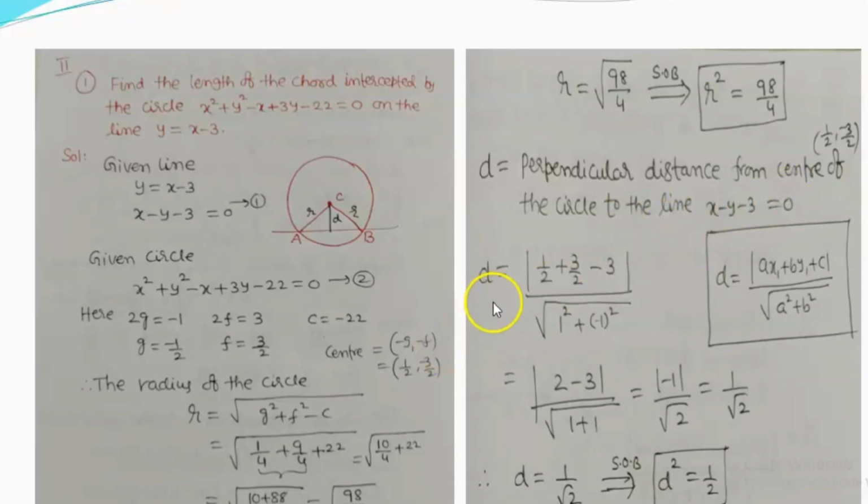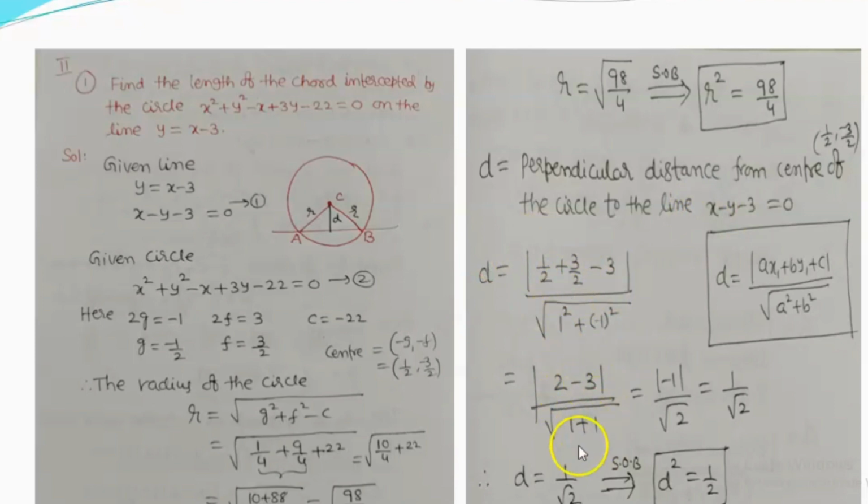So d equal to, we know the formula, mod of ax1 plus by1 plus c by root of a square plus b square. So in place of x and y of the line, you have to replace with 1 by 2 and minus 3 by 2. So 1 by 2 minus of minus 3 by 2 minus 3, by square root of x coefficient whole square plus y coefficient whole square. That is the meaning of a square plus b square. So 1 square plus minus 1 whole square. 1 by 2 plus 3 by 2 is 4 by 2. 4 by 2 is 2.